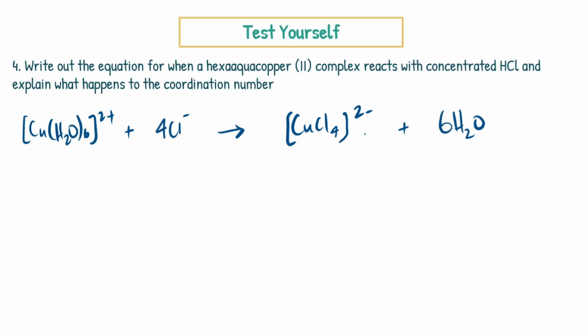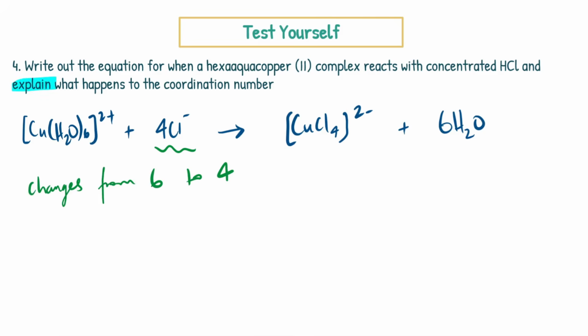All right, cool. I've written out our equation here. 6 water ligands are kicked off and replaced by 4 chloride ions. This is still complete ligand substitution, okay? But we're getting a change in coordination number. So what we have to do next is explain what happens to the coordination number. It changes from 6 to 4.